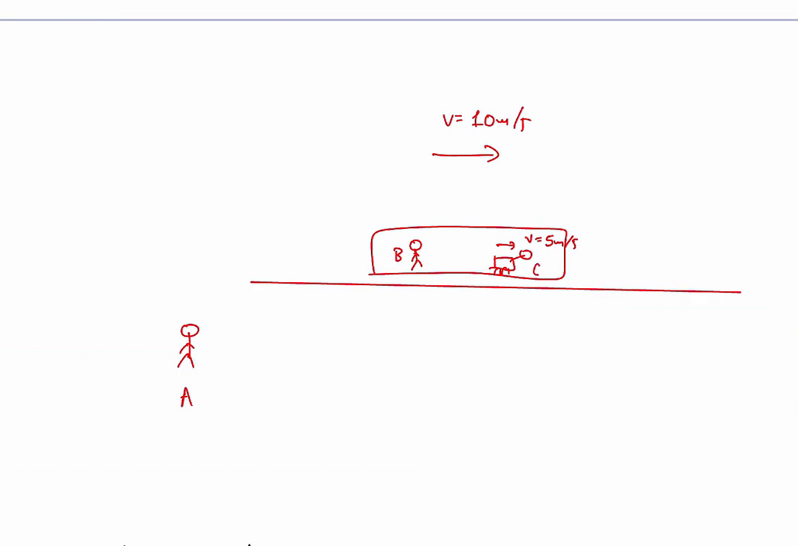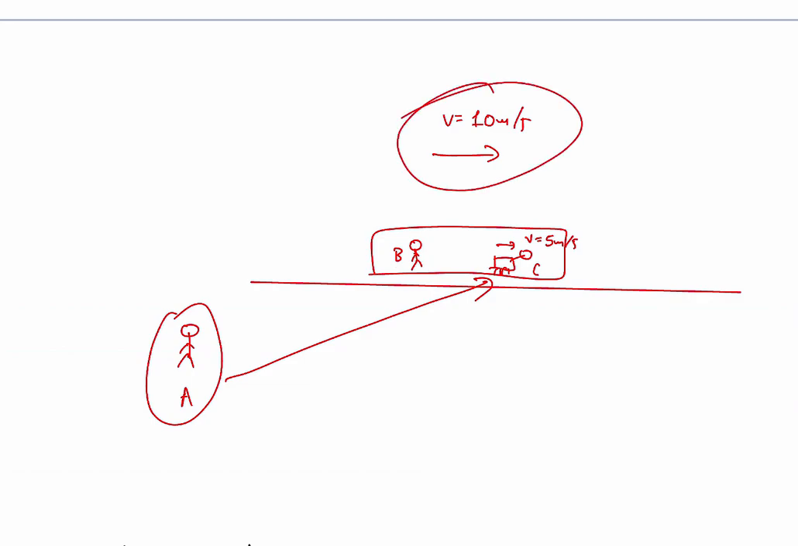Then what observer B, who is standing on the train, sees for the cat is the cat moving with a speed of 5 meters per second. However, observer A, if he could observe the cat, would see the cat moving with 5 meters per second inside the train that is already moving with 10 meters per second. So for observer A, the speed of the cat is 15 meters per second.